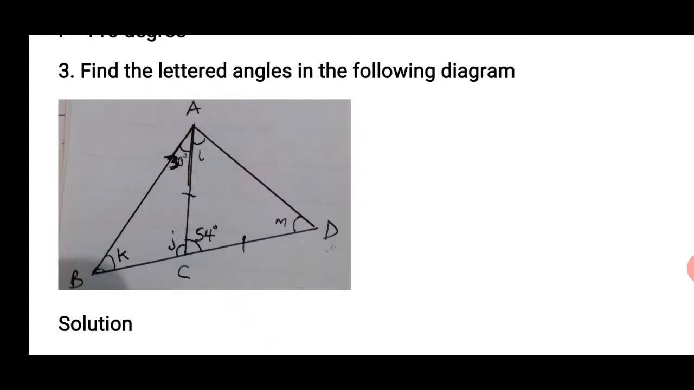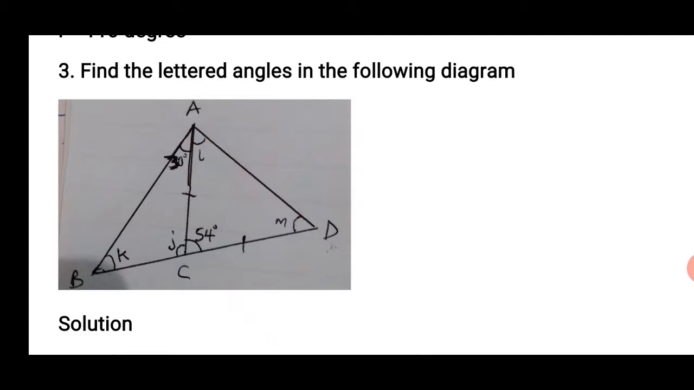Look at the whole triangle ABD. The big triangle is triangle ABD, but there is a line that divides it into 2 triangles. So we have triangle ACD. Triangle ACD forms an isosceles triangle because there is a mark that shows that AC is equal to CD.